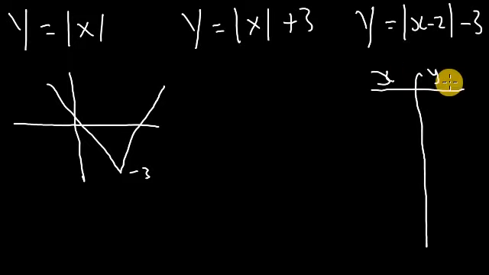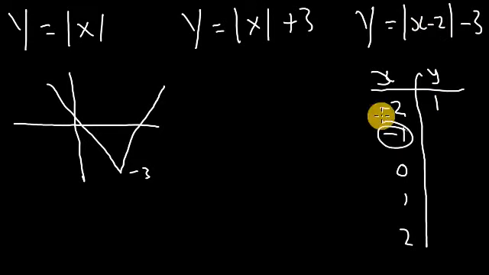So I have x as input, I have y as output. I'm going to use negative 2 all the way to 2, so within them I have negative 1, 0, and 1. When x is negative 2, negative 2 minus 2 is negative 4, and the absolute value of negative 4 is simply 4. 4 minus 3 will be 1. What about negative 1? When x is negative 1, negative 1 minus 2 is negative 3, and the absolute value of negative 3 is simply 3. And 3 minus 3 is indeed 0.